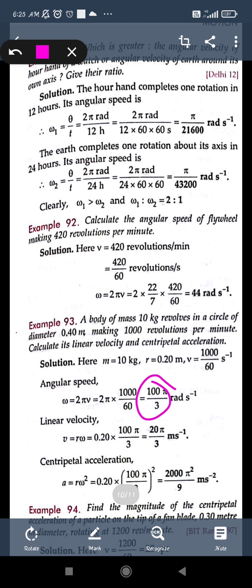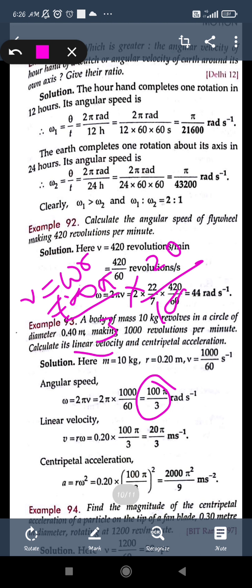Similarly, we have to find the linear velocity, and the relationship between linear and angular velocity is given by v equals omega r. If omega is 100 pi upon 3 and r is 0.20, that is 20 upon 100, the 100s cancel, and it can be given as 20 pi upon 3.